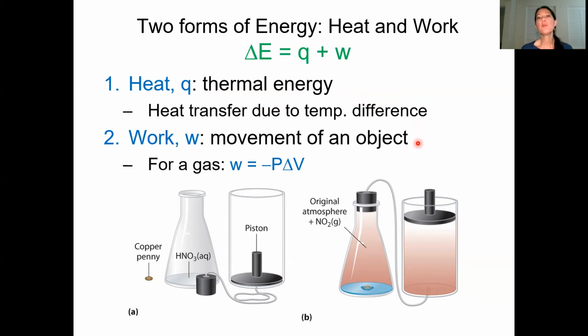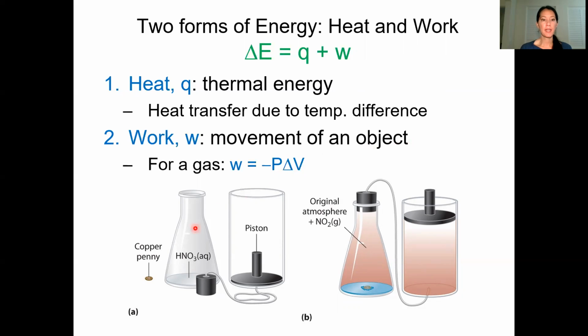Work, that's the movement of an object. So in chemistry, we see work in a couple different ways. We see a gas expanding, and we also see it with the movement of electrons, so creating electricity. One that you've actually seen recently is in your copper cycle lab. You guys took copper wire and you treated it with nitric acid and you saw a gas evolve.